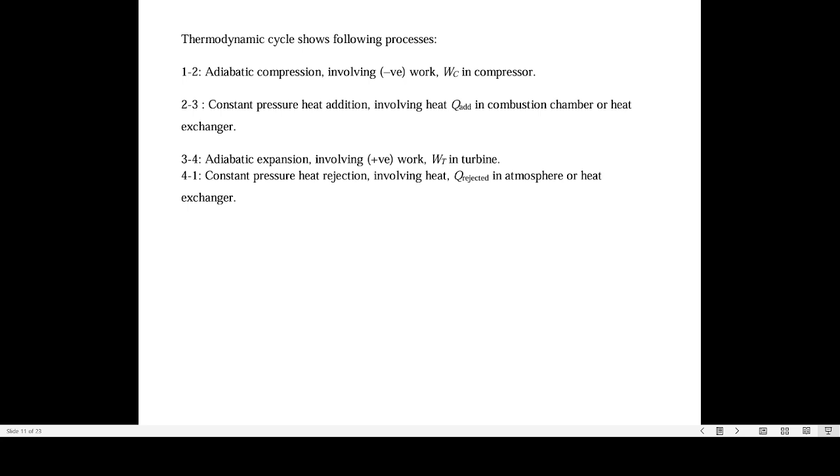temperature entropy diagram. So here we again list these processes. Process 1, 2, the work done in the compressor, so it is a negative work, as the work is done on the air, on the working fluid. Process 2, 3, the heat addition in the combustion chamber, or in the heat exchanger if it is the closed cycle gas turbine plant. Process 3, 4, work which is obtained from the turbine, we call it a positive work as the work is developed by the system. Process 4, 1, heat rejected into the atmosphere, or the heat exchanger rather, if it is the closed cycle gas turbine plant.